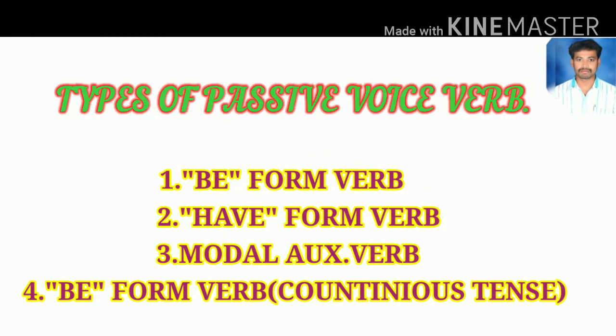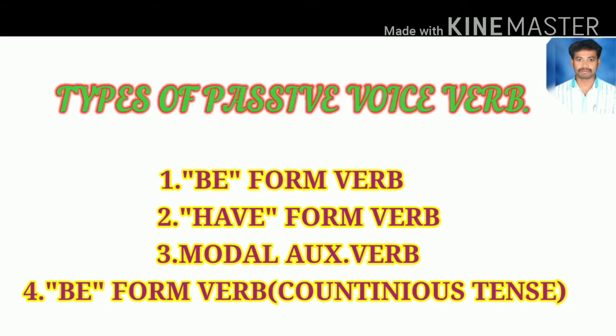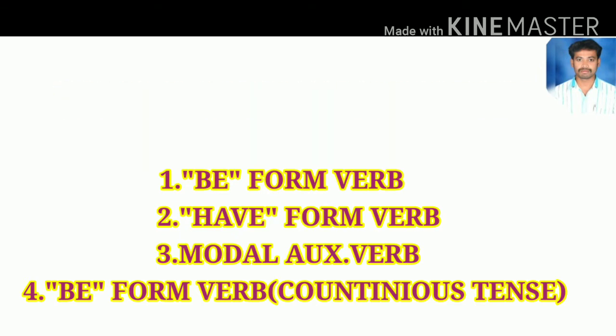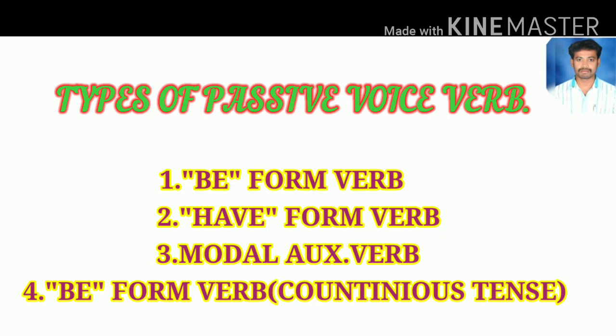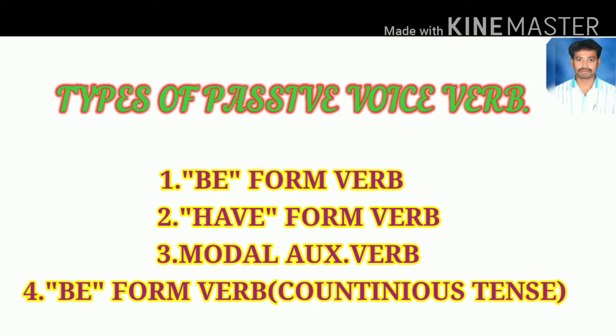So in this class, we are going to discuss the other three types. The first is the have form auxiliary verb, which means the have form verb. The next one is the modal auxiliary verb. And another one is the be form auxiliary verb.